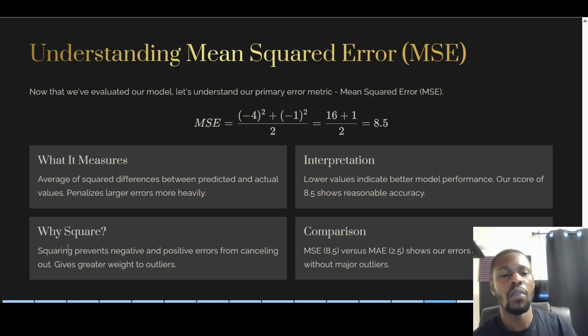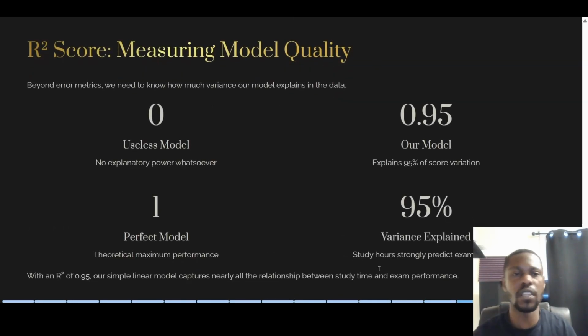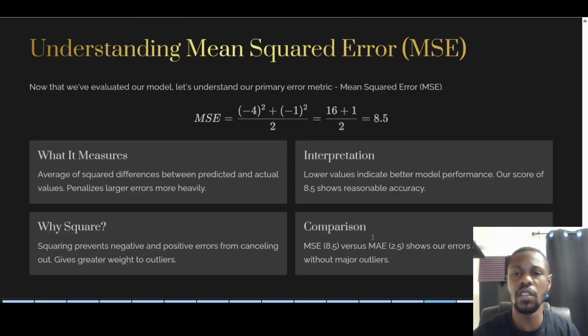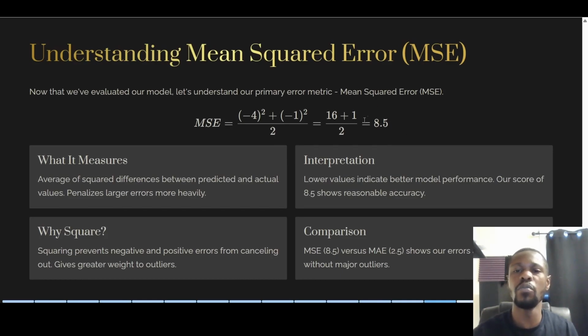Why square? Squaring prevents negative and positive errors from cancelling out and gives greater weight to outliers. Comparison: MSE 8.5 versus MAE 2.5 shows our errors are consistent, with major outliers. Don't worry too much if you don't fully understand. It's simply to know that we want this number to be as low as possible, and the lower the better.